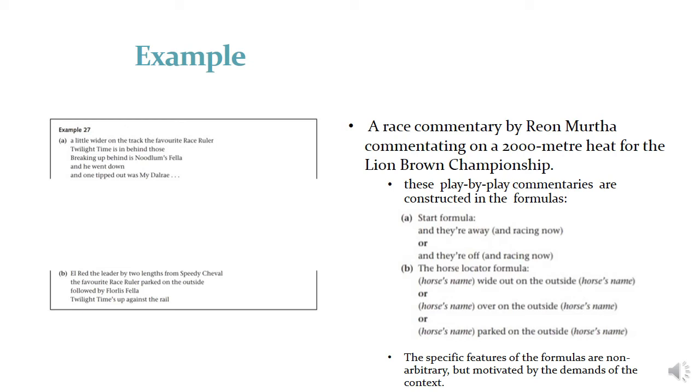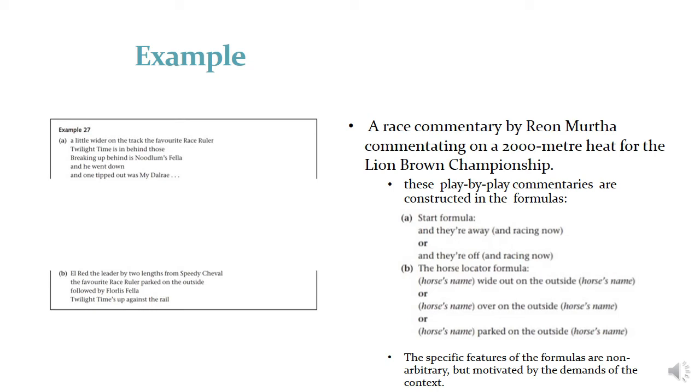This can be illustrated by looking at the possible ways of communicating, such as in A, which indicates the race has started, and B, which indicates the position of the horses. These are both elements of play-by-play description of the race which are conveyed formulaically. The illustrations are below. First, A, the start formula. This shows the lexical choices that indicate the start of the race in fixed formulas, such as "they are away" or "they are off". It indicates that the race is ongoing. And B is the horse locator formula, "horse name, wide out on the outside of another horse". Those are the indications of the position of horses to one another in fixed formulas.